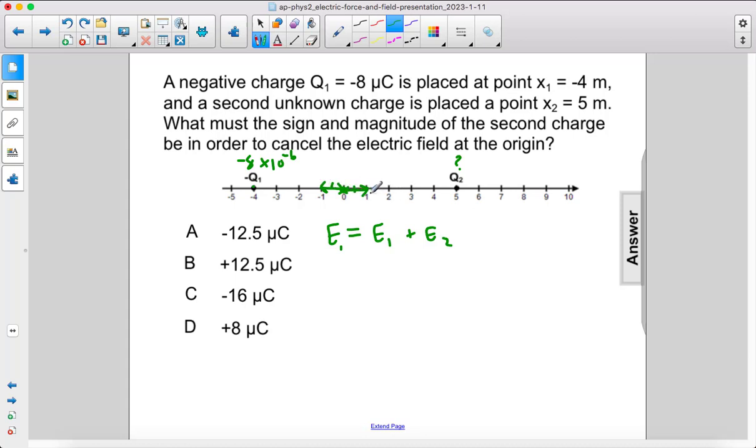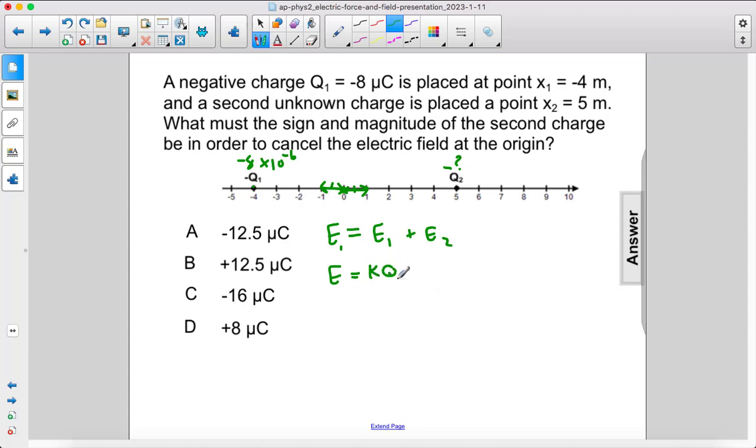two vectors can cancel out, which means this charge also must be negative so that it would be attracted. A small positive test charge placed here would be attracted to this charge. So they're both going to be negative. Now let's add up the magnitudes of their fields to figure out what this magnitude would have to be.